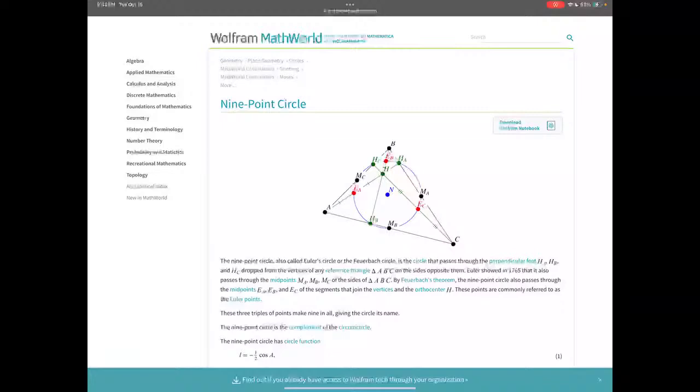Alright, so the nine-point circle is an interesting property of a triangle ABC here, where we have a blue circle. It has nine special points. So today we're going to prove the nine-point circle.